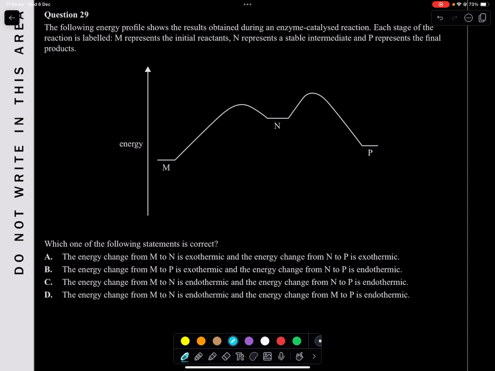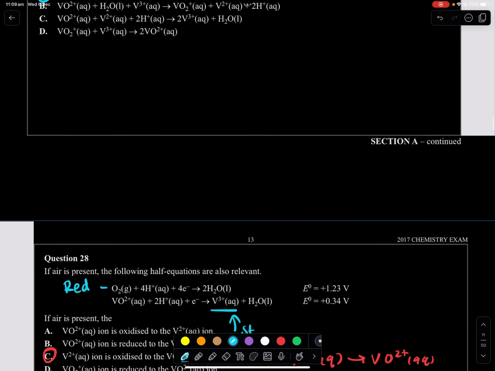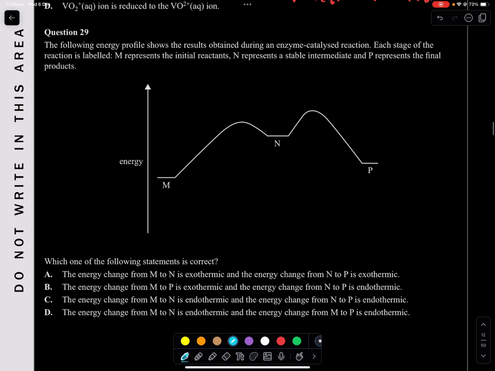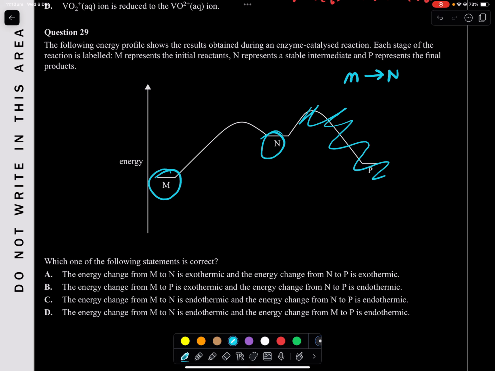If you don't know what a stable intermediate is, this is what it is. The first step is going from M to N, so M goes to N, yeah? What do we know? Just ignore this right now. It's an endothermic reaction because, as you can see, the change in H from here to here is endothermic, so it's a plus, we'll call it plus 20 in this case.